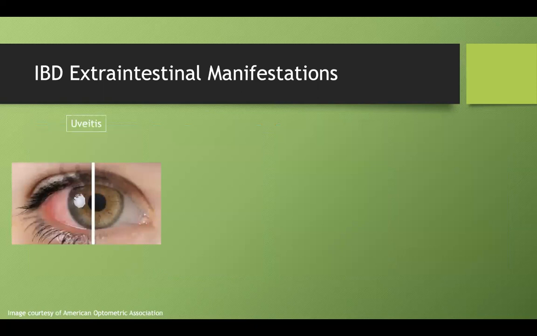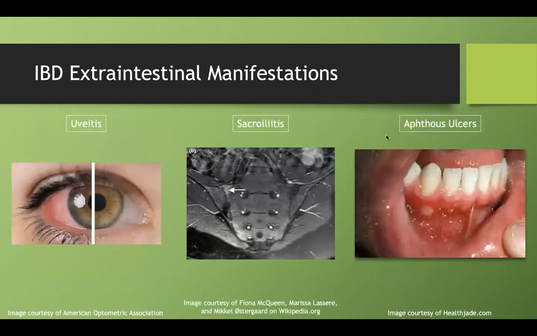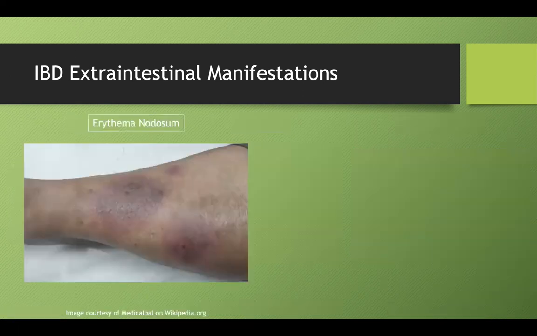So here's a picture of uveitis, or inflammation of the uvea. You can have sacroiliitis, which you can see right here in this picture, inflammation of the sacroiliac joint. And you can see aphthous ulcers right here, this gray ulcer with a red border, which we actually talked about in our oral cavity section. Two other manifestations that can come up are erythema nodosum, and these are painful lesions on the shins.